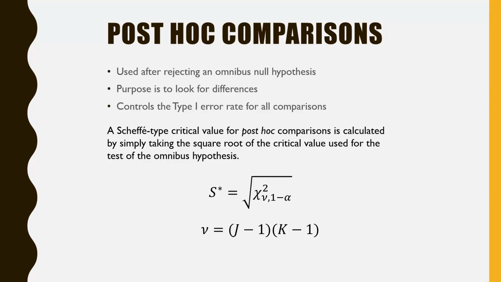And the Scheffé-type critical value is simply the square root of the critical value that you use for the omnibus test. So if you can calculate the critical value for the omnibus test on a chi-square distribution with nu degrees of freedom, that Greek letter here is nu. It just stands for the degrees of freedom at whatever confidence level you're interested in. If you can find that critical value and take the square root, you've got the critical value for Scheffé. We multiply that by the standard error, and that gives us our margin of error.